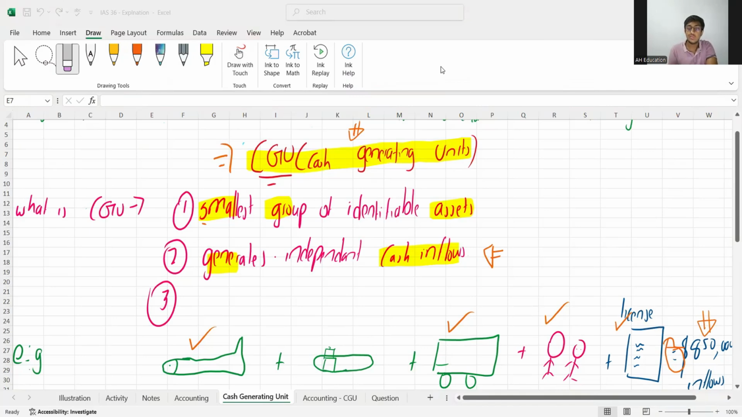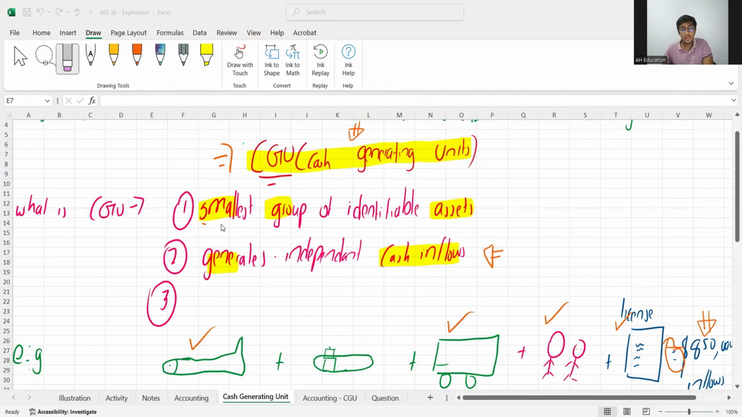Okay, now let us look into one of the most important aspects and a highly tested area of your IAS 36 standard, which is cash generating units, or as we call it, CGU. In this small debrief, we'll be looking at what a CGU is, why we need a CGU, and finally concluding with how you account for a CGU.